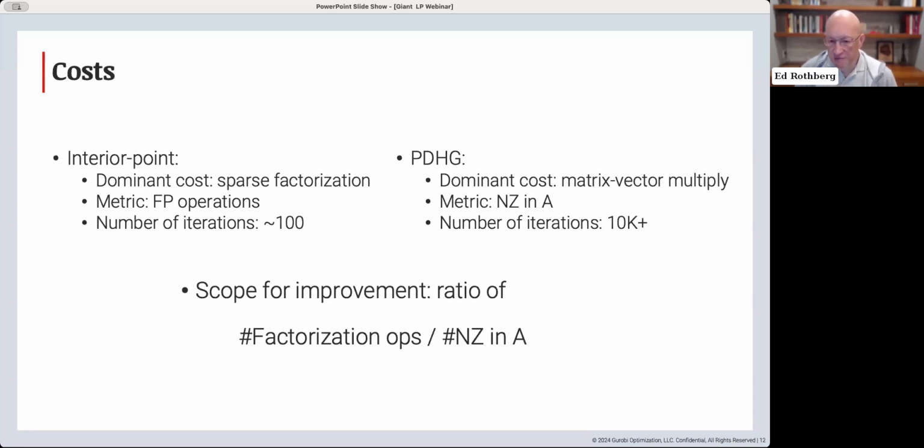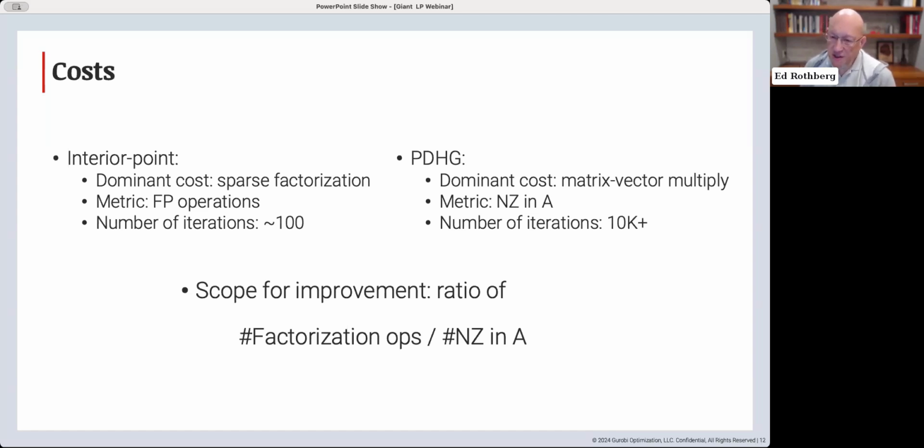For the interior point solver, as I mentioned, the dominant cost is the sparse factorization, and you can measure the cost just by counting the number of floating point operations that are required to perform the factorization, and then essentially multiplying that by the number of iterations that are typically performed in a barrier solve. That number is typically around 100. There's some variation there, but it's typically around 100.